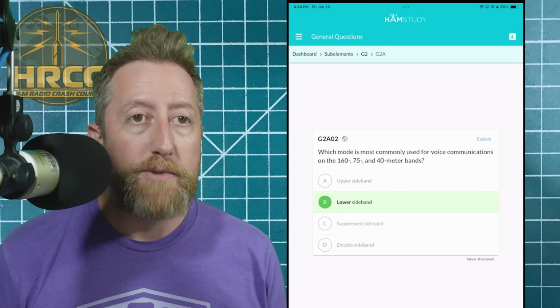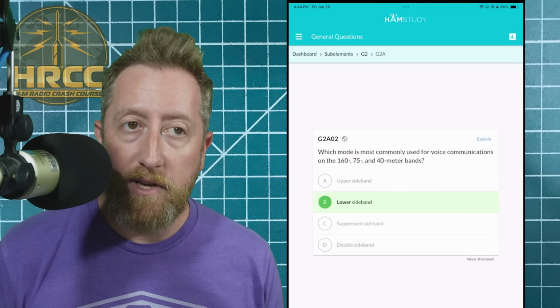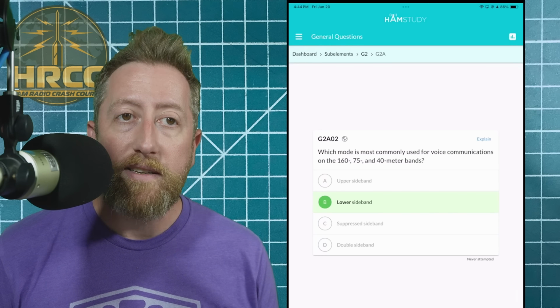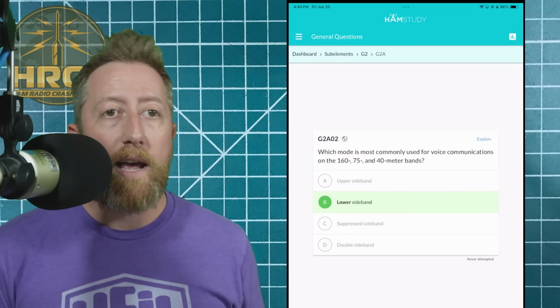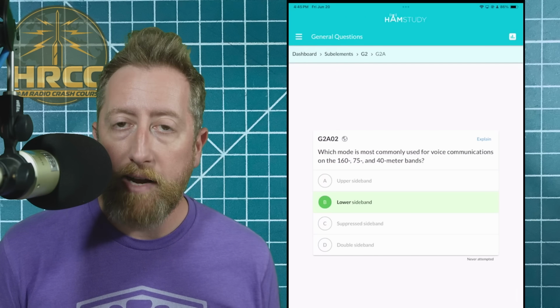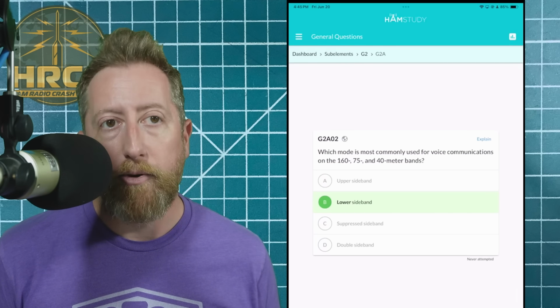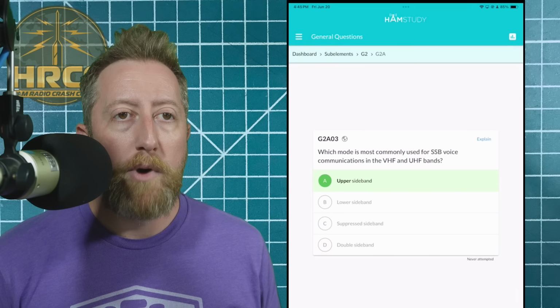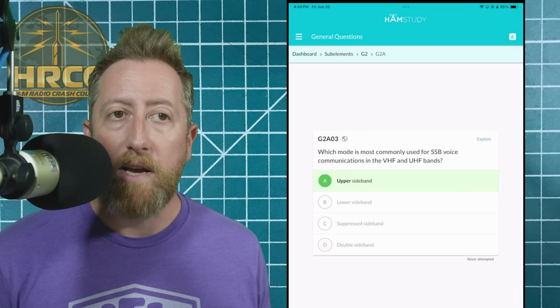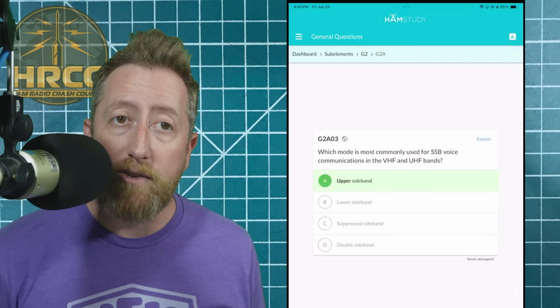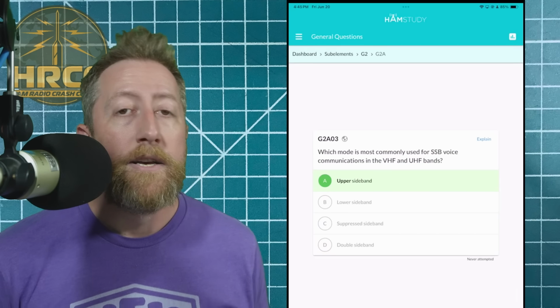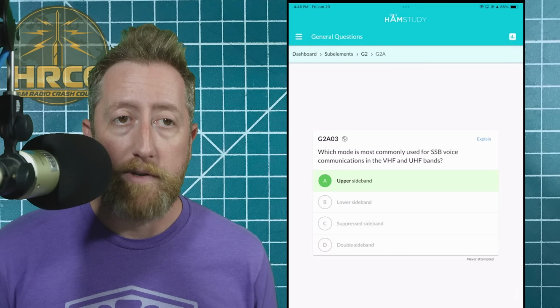Question 2. Which mode is commonly used for voice communications on the 160, 75, and 40 meter bands? Well, they go along together. Below 14 megahertz, lower sideband, and those all are. Number 3. Which mode is commonly used for single sideband voice communications in the VHF and UHF band? So if you're doing single sideband, you would use A, upper sideband.